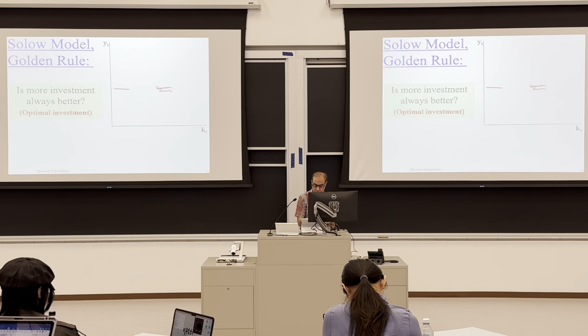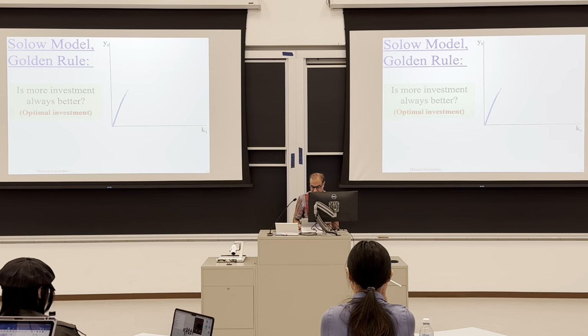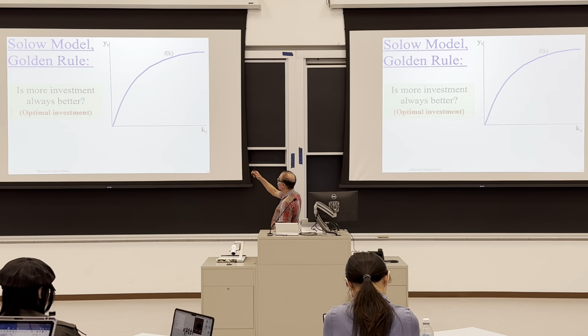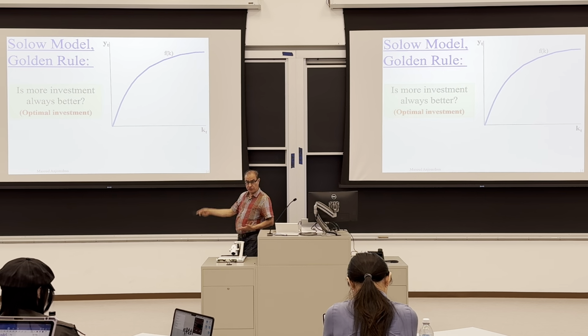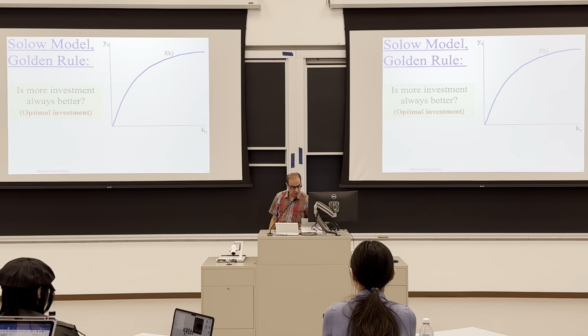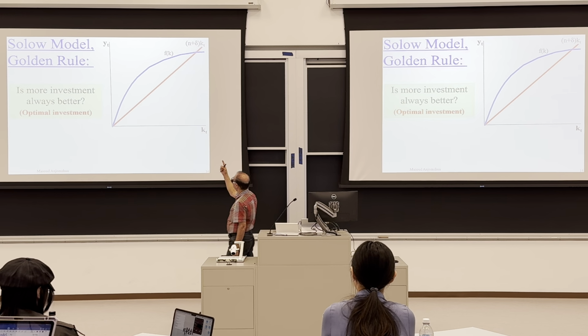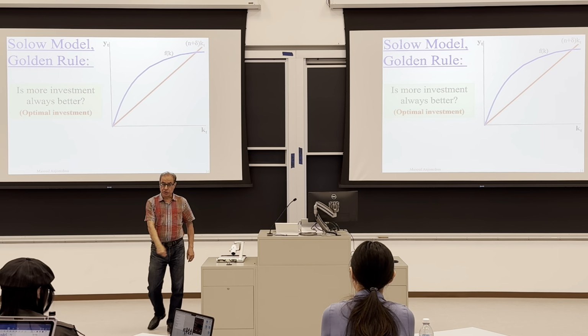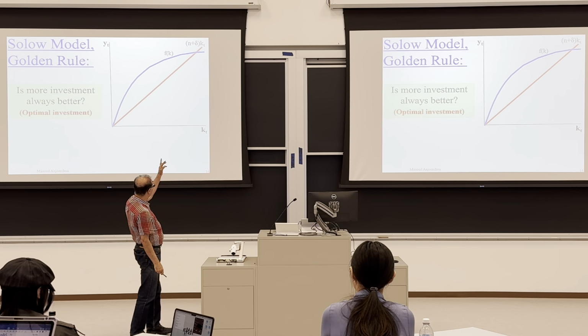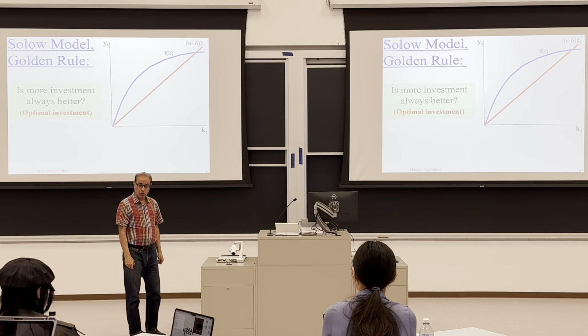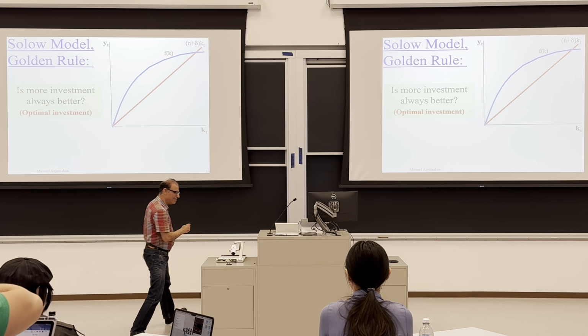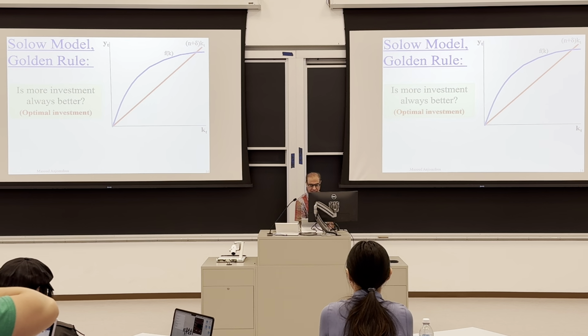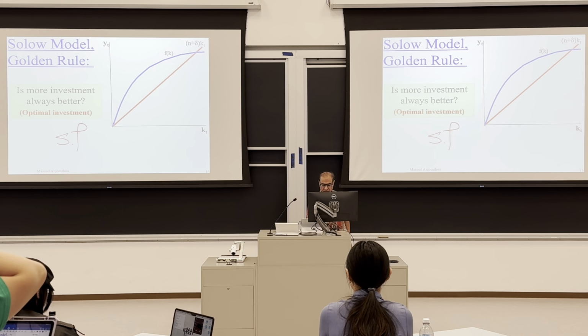Okay, so let's do it just by trial and error. You know this is the production function. And you know this is the depreciation line, depending on n plus delta. What is missing here? What I don't have here is s f(k).